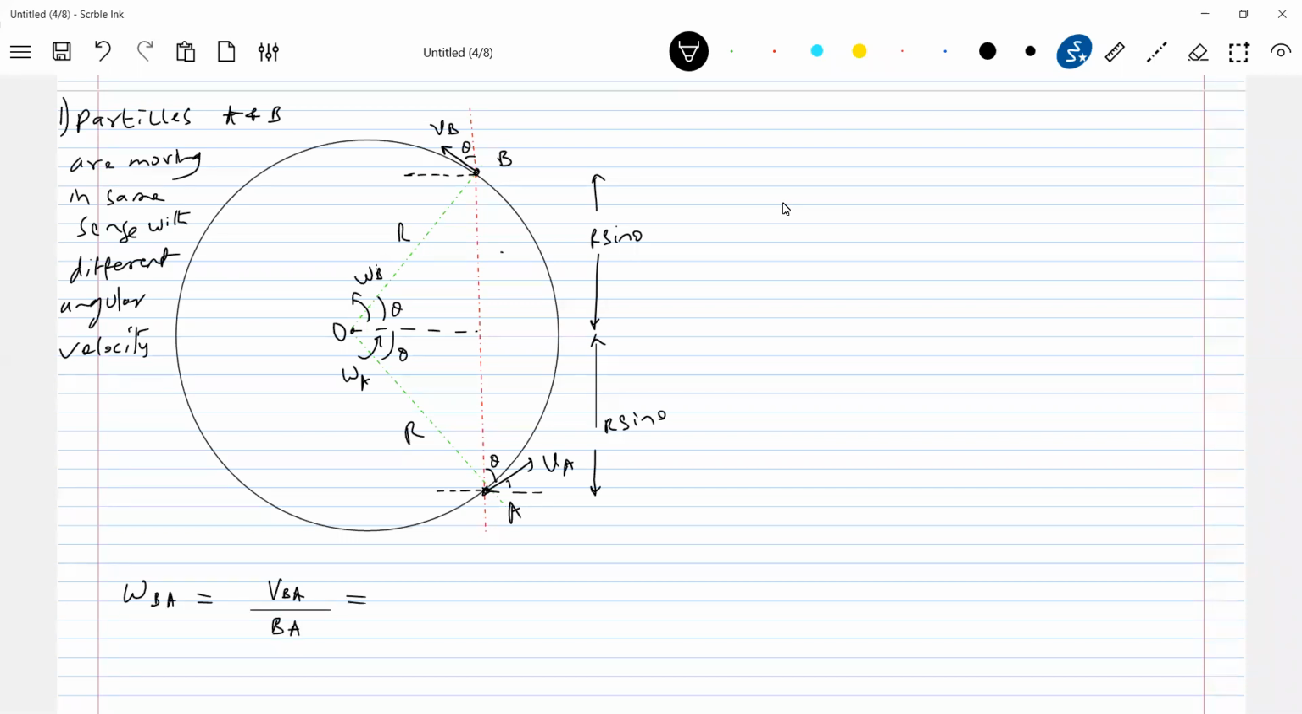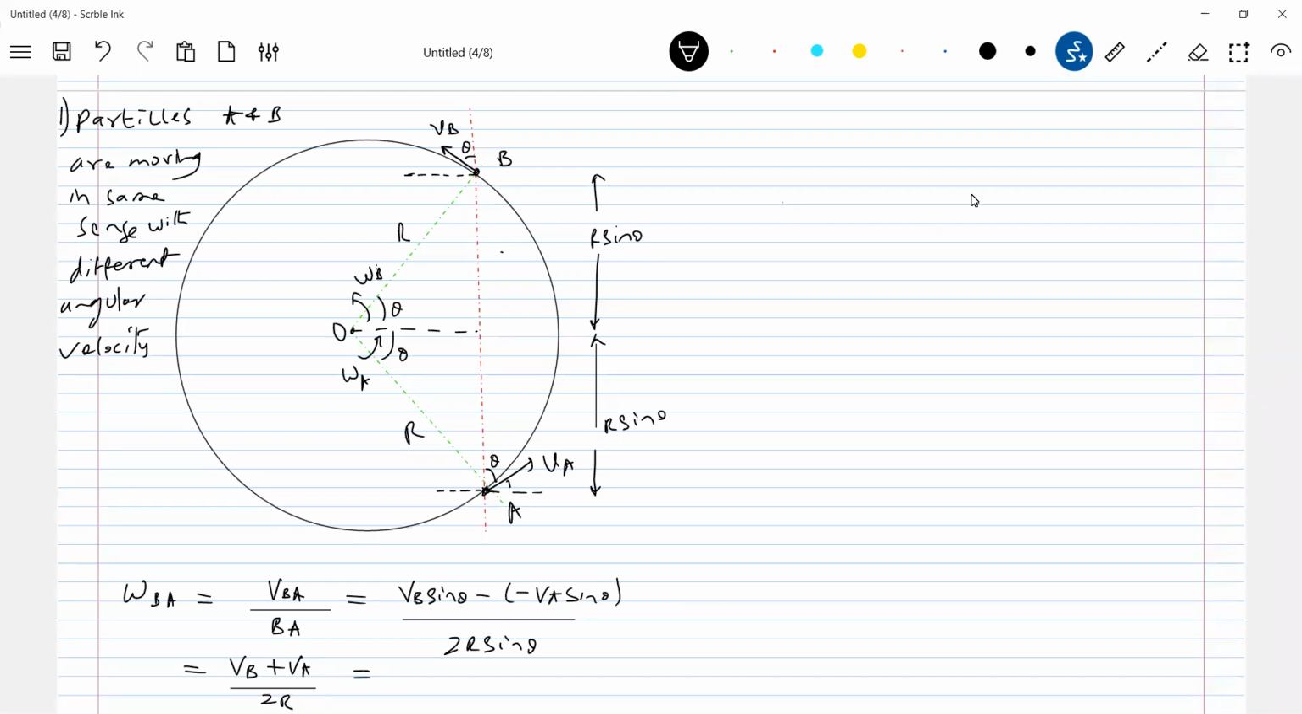BA, I'll write it. So what is VB minus VA? Velocity VB sine theta minus of minus VA sine theta. Why negative sign? Because if I take VB sine theta positive, then VA sine theta should be negative. No? Then what is the length BA equal to? 2R sine theta. Okay, this you keep it. Now VB plus VA by 2R. What is VB equal to?